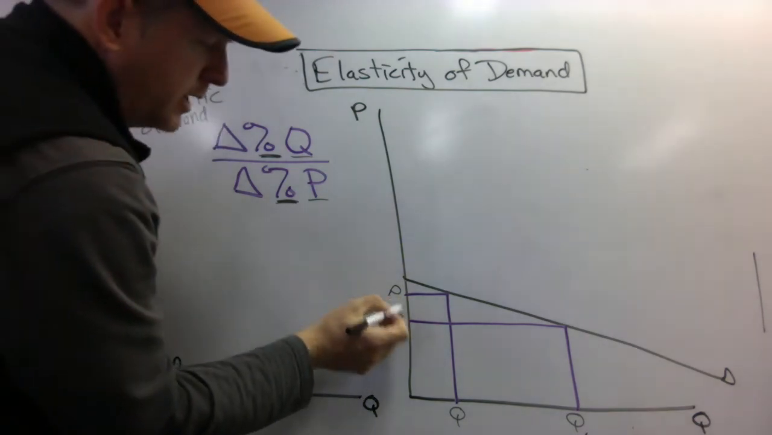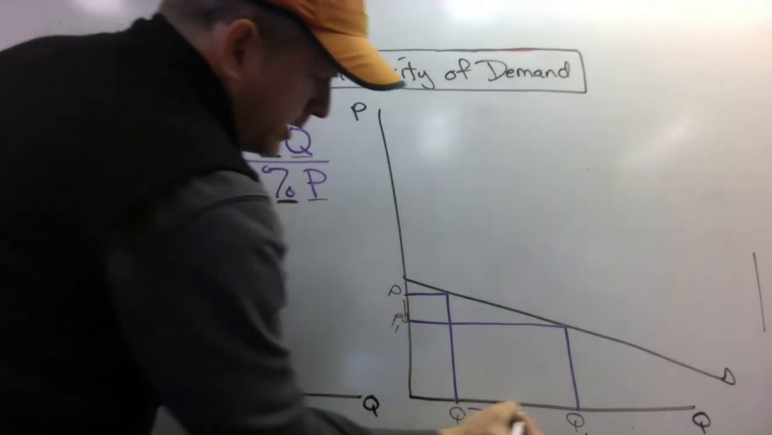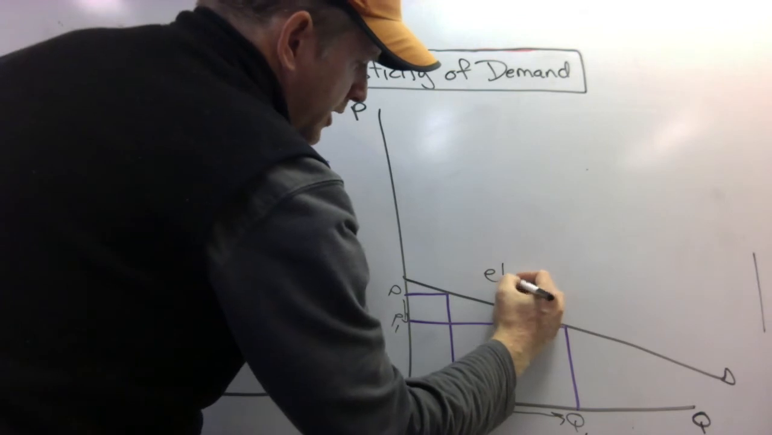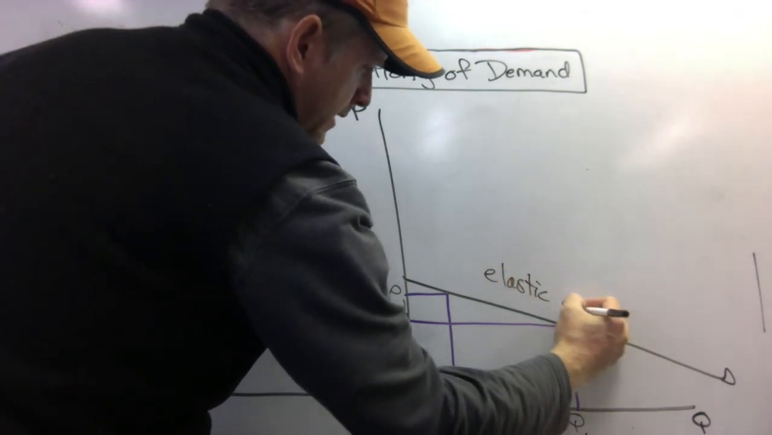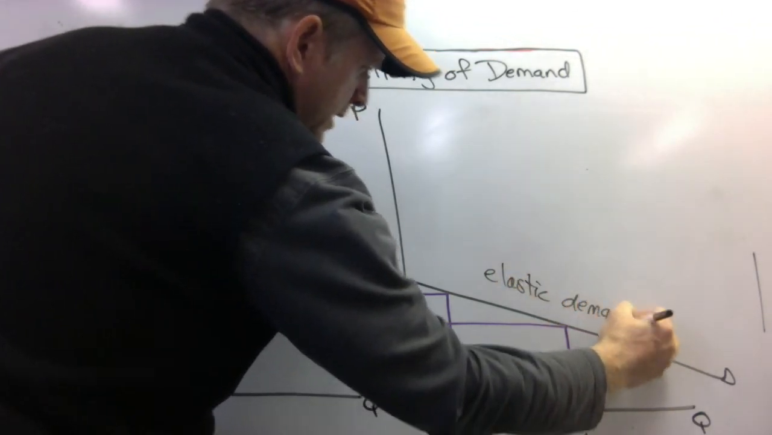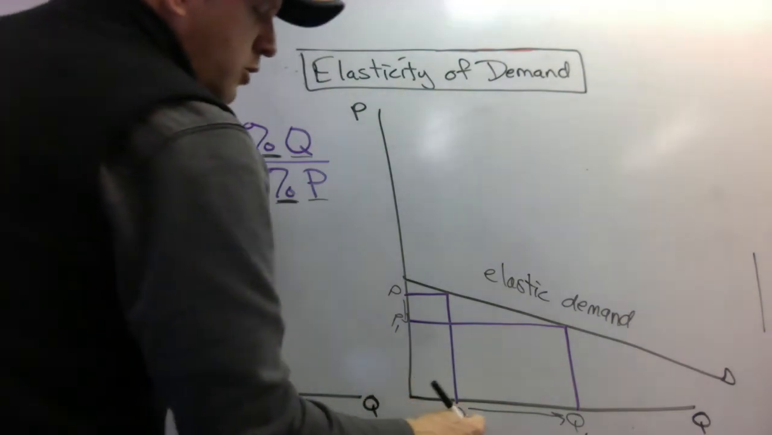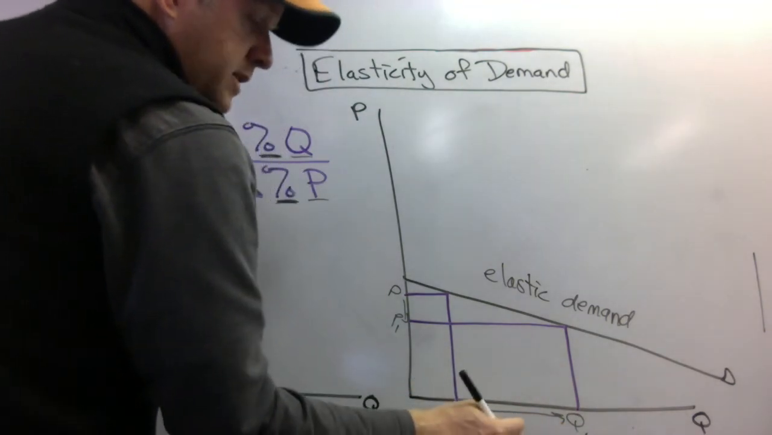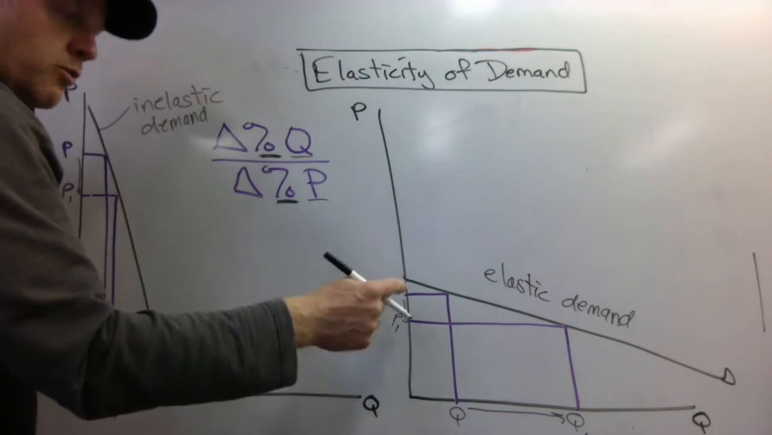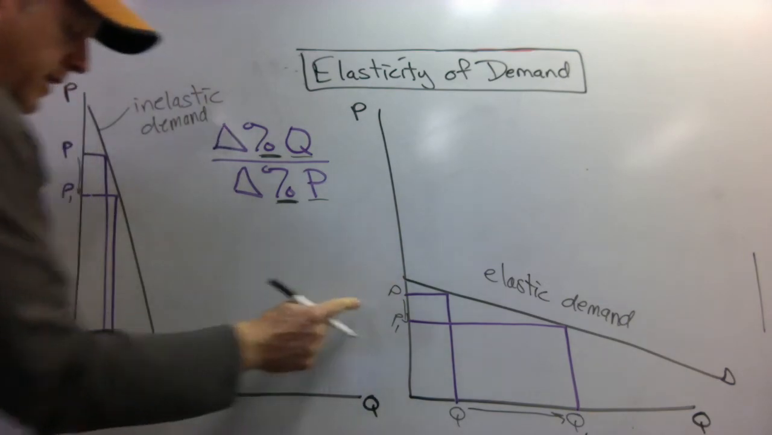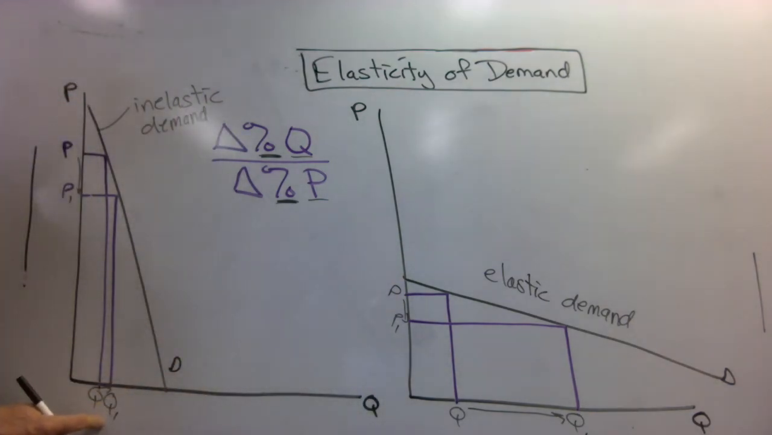Over here we see as the price changes, the quantity demanded changes quite a bit. We call that elastic demand. In other words, the relative change in quantity demanded is greater than the relative change in price. With inelastic demand, the relative change in quantity demanded is less than the relative change in price.